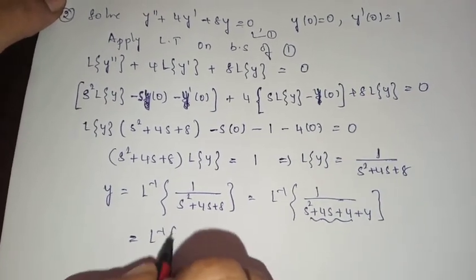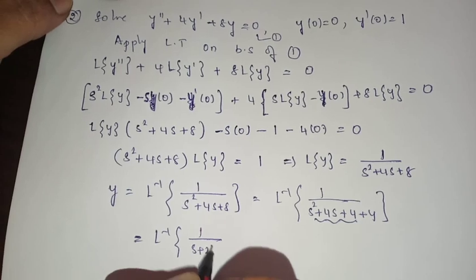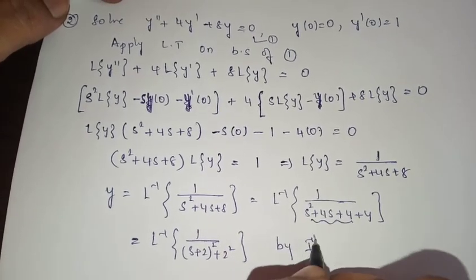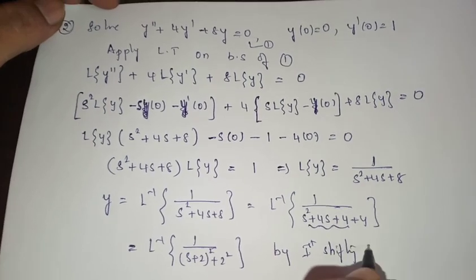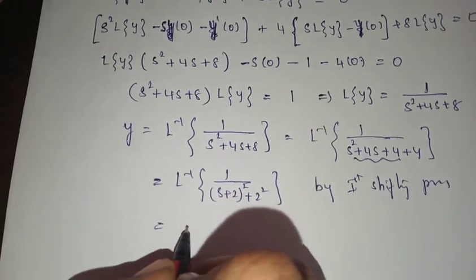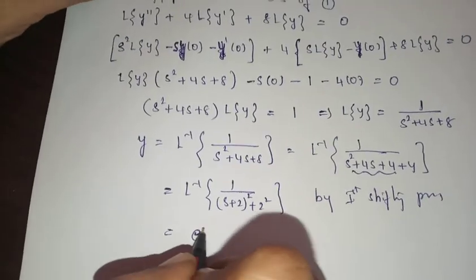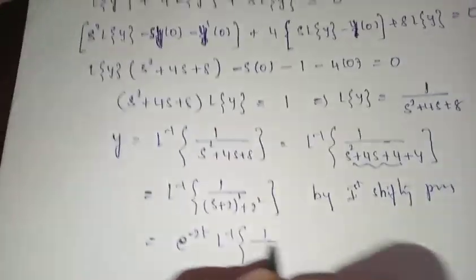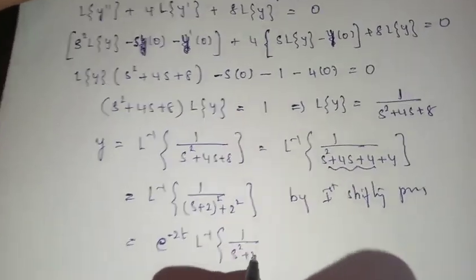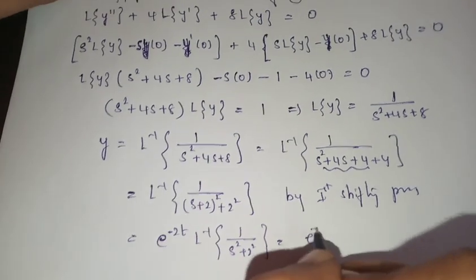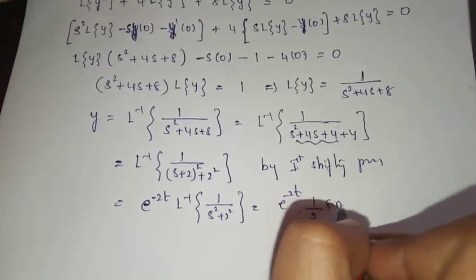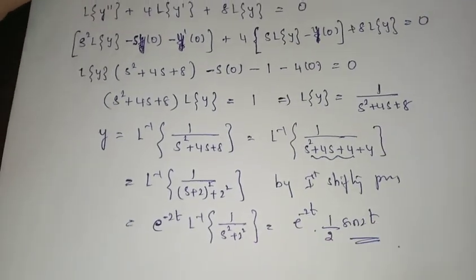This is Laplace inverse of 1 by (s + 2)² + 2². By first shifting property, this is equal to e^(-2t), because it is s + 2, Laplace inverse of, removing that 2 there, 1 by s² + 2². So this is e^(-2t) times (1/2) sin 2t, which is your solution.